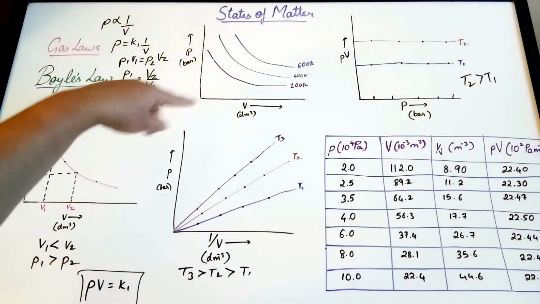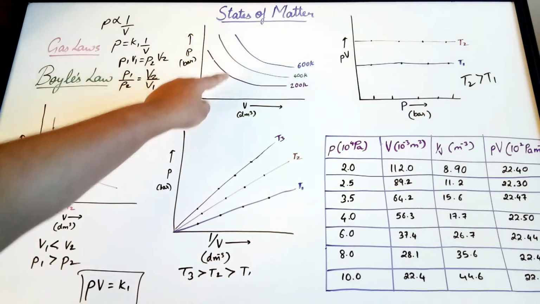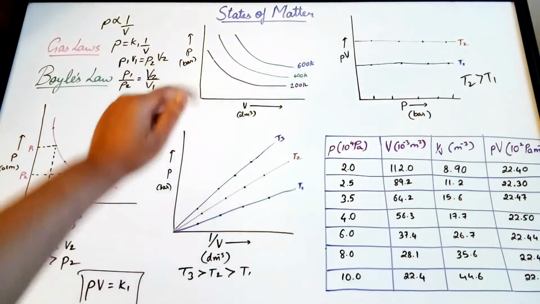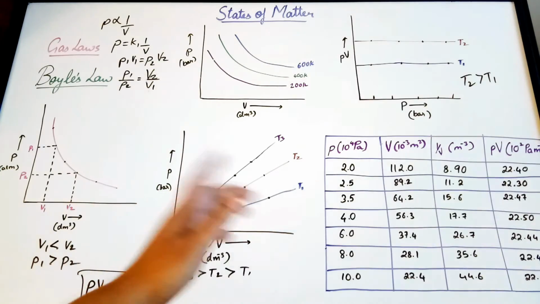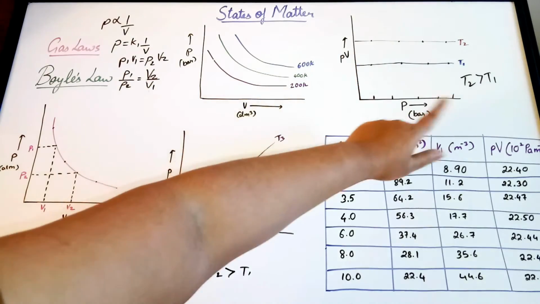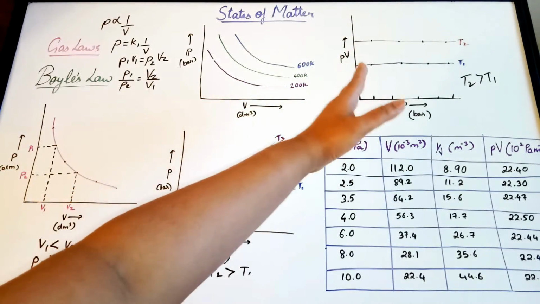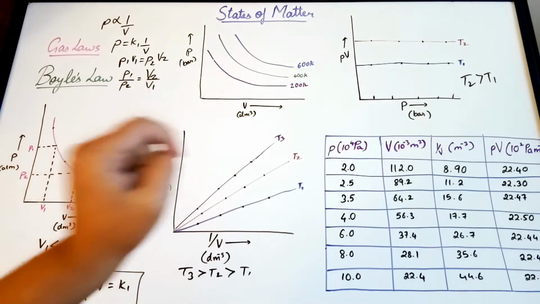One more important thing, the value of K1 is going to vary for each and every temperature line over here. The last one is PV versus P. We know that PV is equal to K1. So the product of pressure and volume is a constant at constant temperature and fixed amount of gas. So no matter what the value of P is, the value of PV stays the same. And this graph actually shows that because you're getting a straight line.